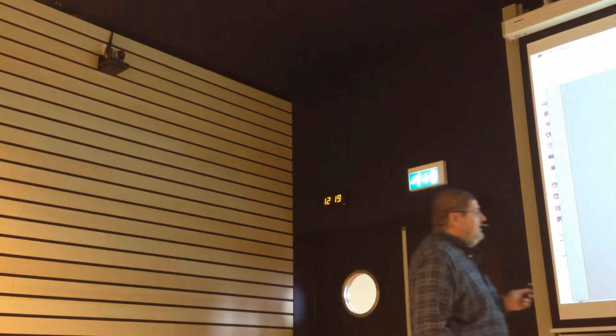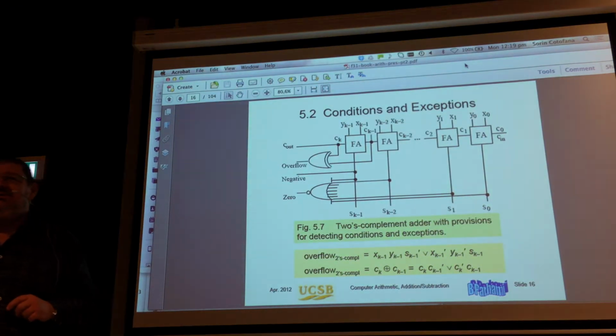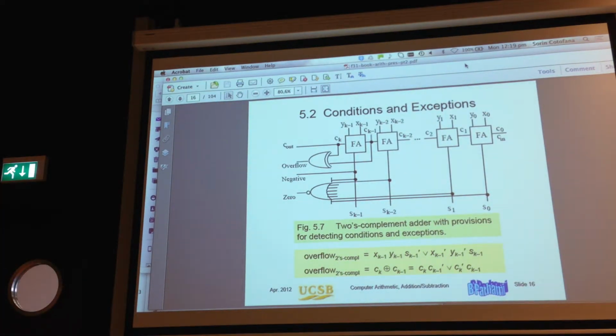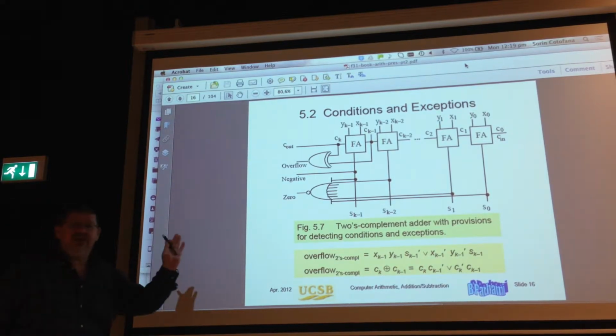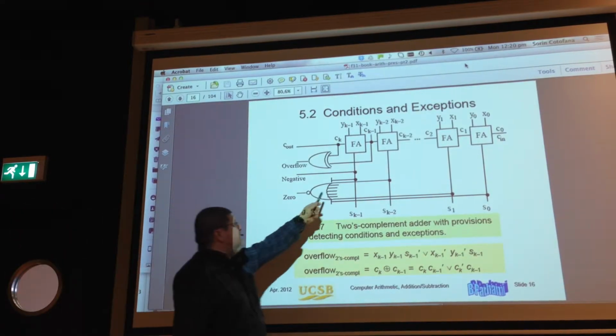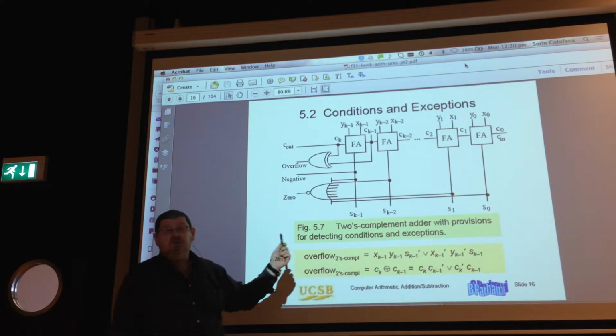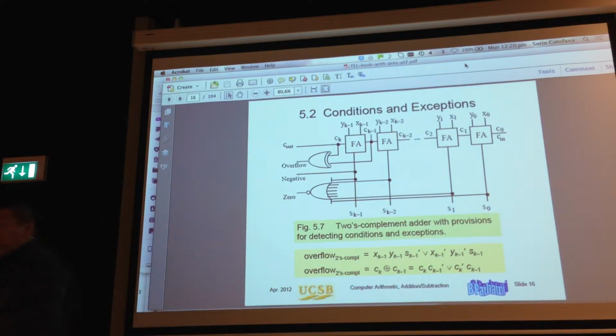Okay, now, that might be an interesting exercise to prove. This is essential. What else do I need to know? I need to know if the result is negative or not. That's simple, because in 2's complement, I look at this bit, and whenever this is 1, it's negative. It's fine. I may also want to know if it is a 0. That's, conceptually speaking, very simple.